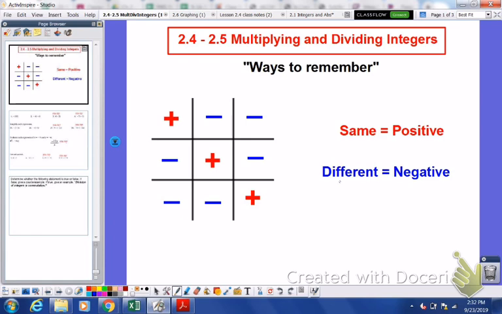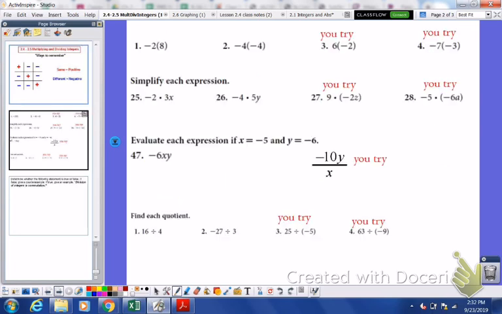As soon as you see a paper that you know you're going to be multiplying and dividing on, go ahead and make that tic-tac-toe board real quick. That'll help you remember your sign values. Looking at some examples, first I'm going to make my board. If I fill in my positives first on my diagonal, then everything else is negative. So pick a diagonal, make a positive, then fill in the rest of the chart with negatives.